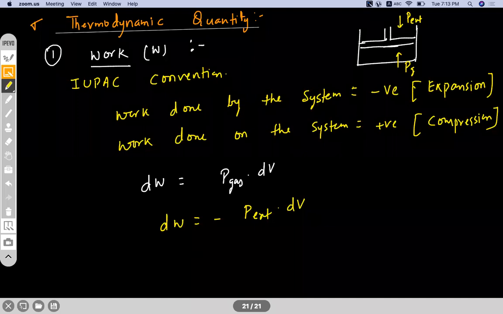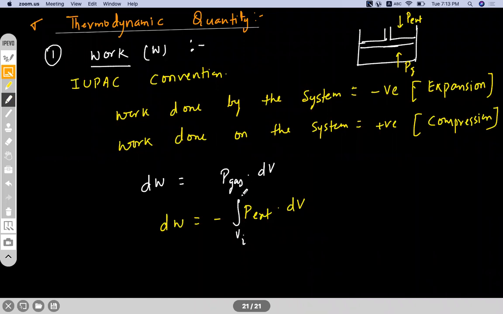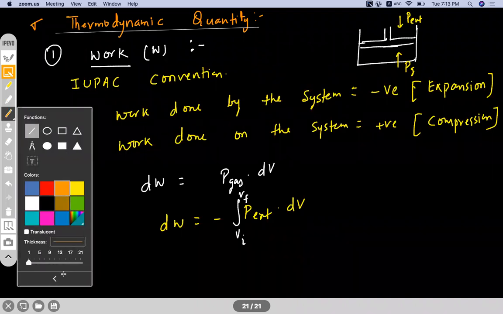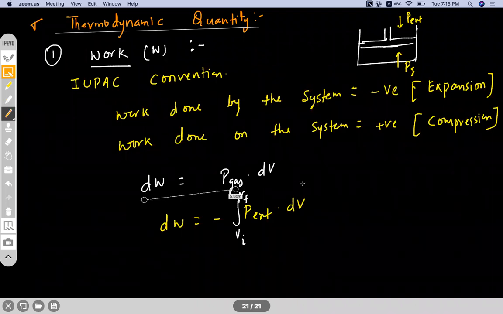Yes or no? In physics, we take the external pressure, but in chemistry, we are taking the pressure of the gas. That's why it is minus P external into dV, because P gas equals the negative of P external. And we integrate it from the initial volume VI to the final volume VF.